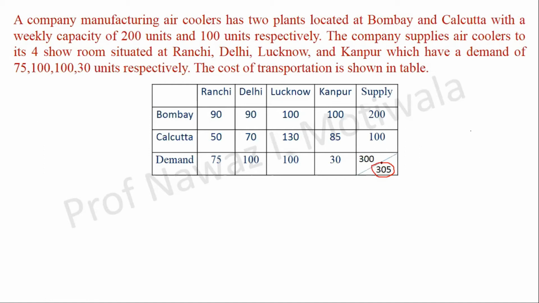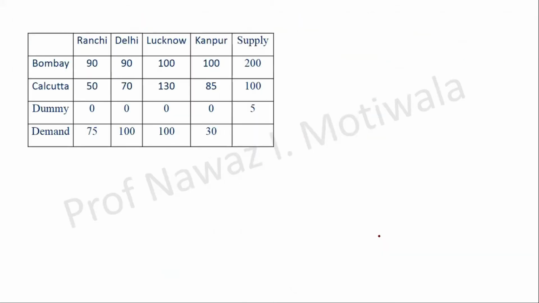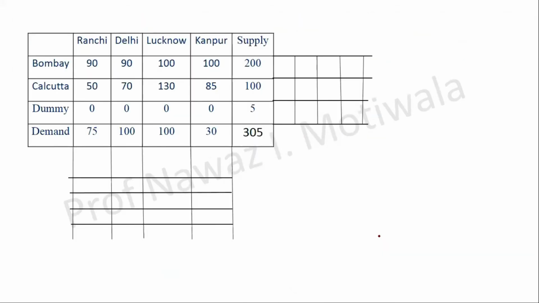We need to first balance it. First we need to make it a balanced transportation problem, and only then can we proceed with the further solution. So simply, I will add one dummy to balance these 5 units. Now you can see 200 plus 100 plus 5 gives me 305, and this was already 305. So now my problem is a balanced transportation problem. Proceeding further, we again calculate the penalties and find the initial basic feasible solution by Vogel's approximation method.